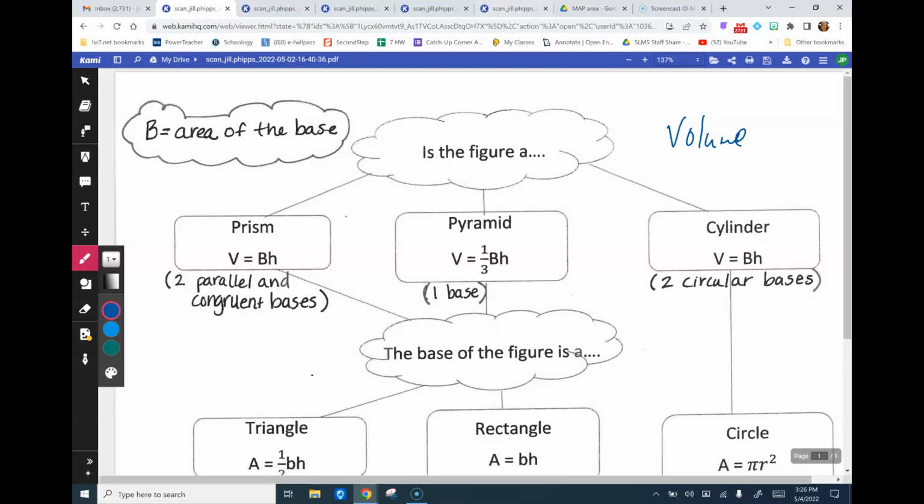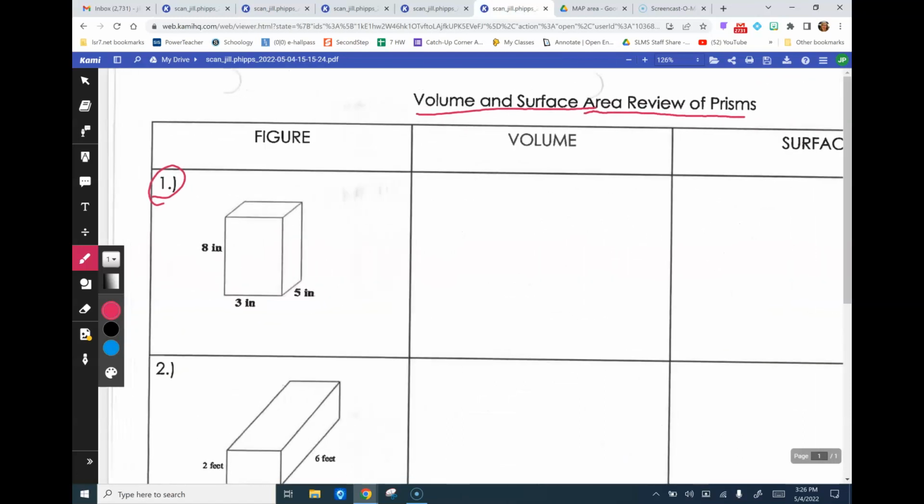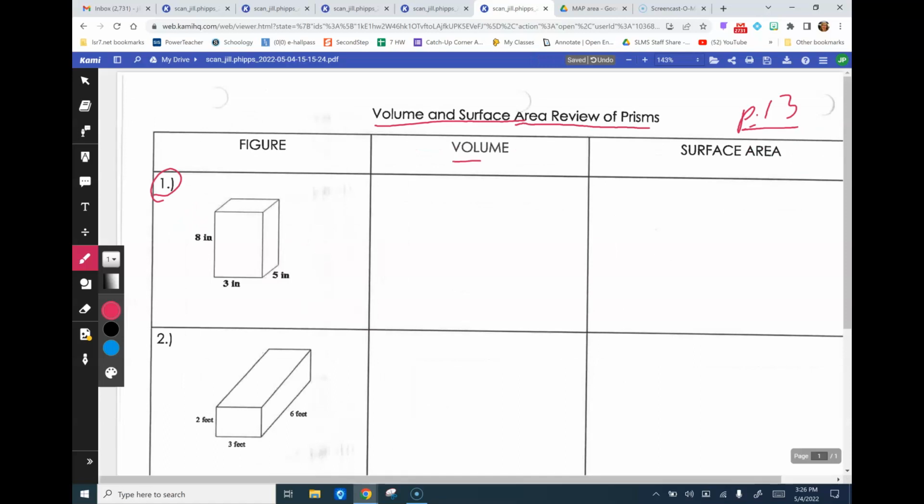So let's look at our first problem. I am on page 13. I'm looking at number 1. We're going to look at volume first. And in order to find volume, you have to identify what this shape is. I'm just going to fill in a few other things here. This is what you wouldn't see, but this is your shape. Okay, so let's go to our volume, and that's our shape that we're looking at.